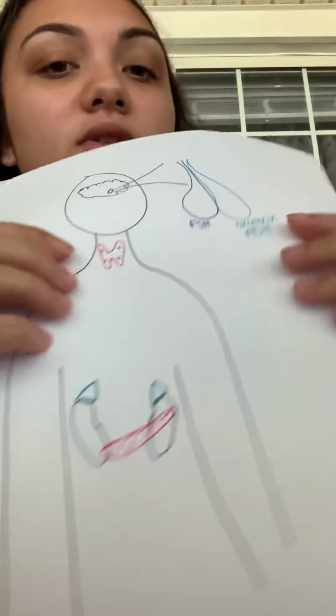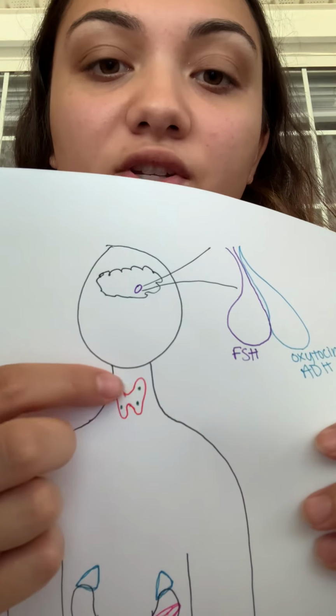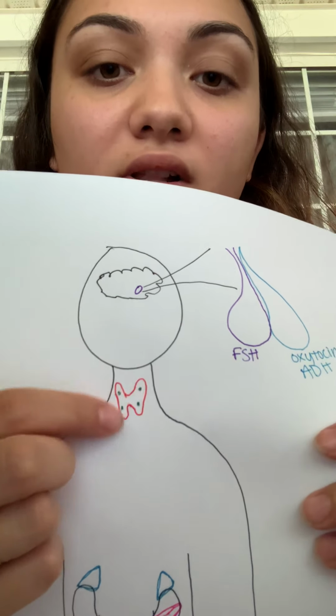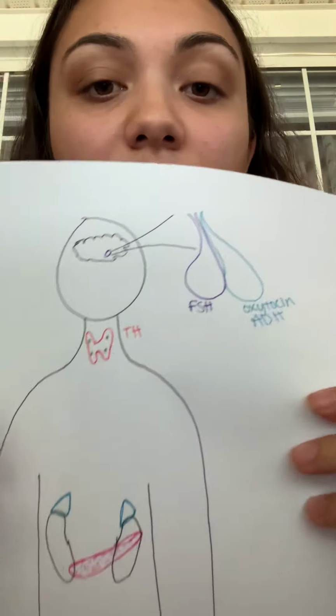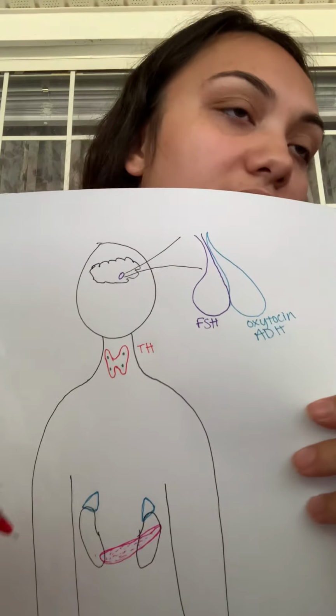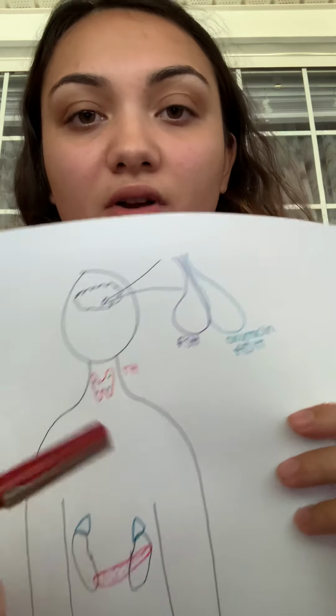Alright, so the next gland I had to point out, this butterfly shaped outline in red, is the thyroid gland, and that produces two hormones as well. The first one I am going to talk about is the thyroid hormone, or TH, and that consists of thyroxine, T4, or triiodothyronine. I believe I pronounced that right.